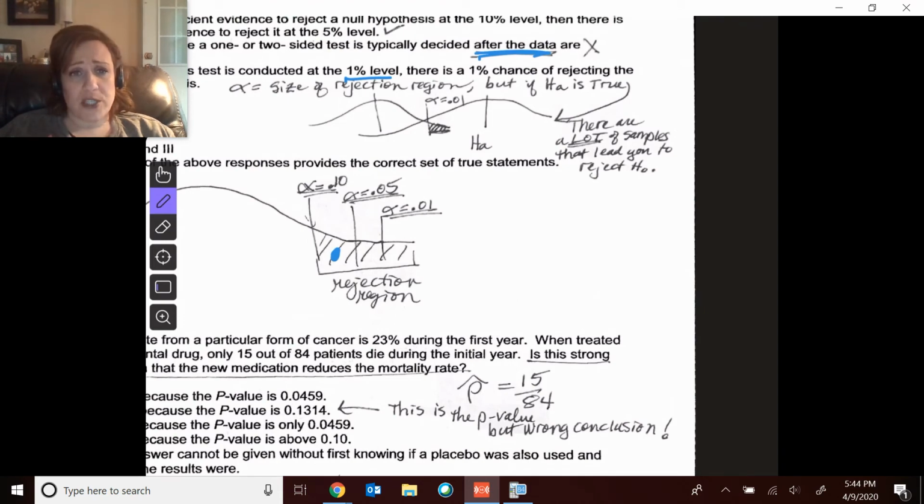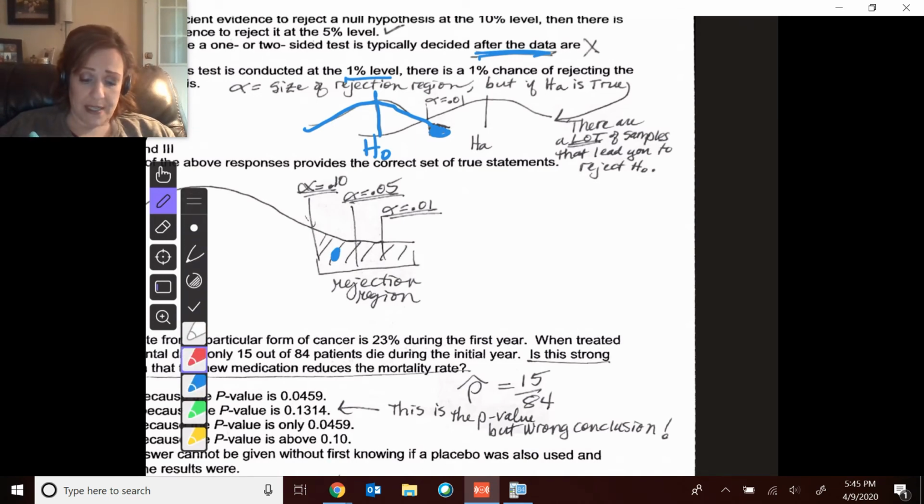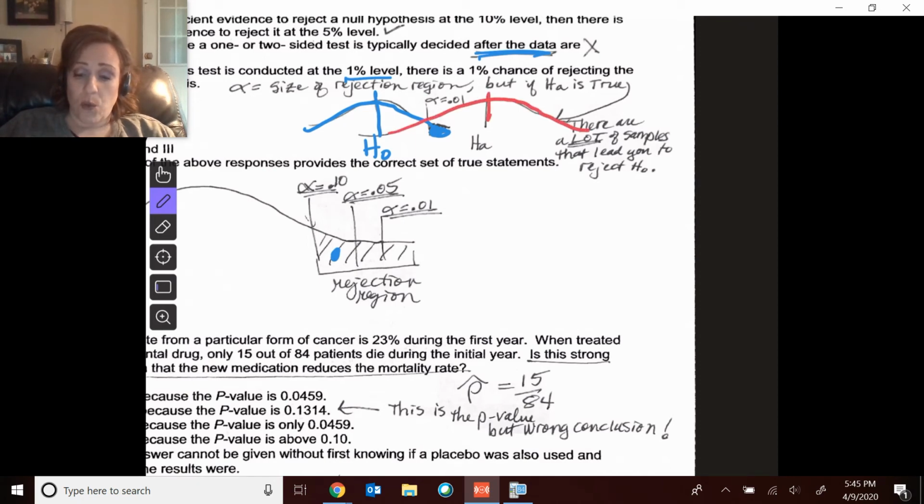If the hypothesis tests at a 1% level, okay? So then here, say this is your null hypothesis here. Then here's your alpha. There's the size of your rejection region, 1%. Well, what happens if the data is actually located over here where the alternative is true? Do you see all of this data? There's all of those samples that will lead you to reject the null hypothesis. So there's a much higher chance than 1% chance of rejecting the null hypothesis.